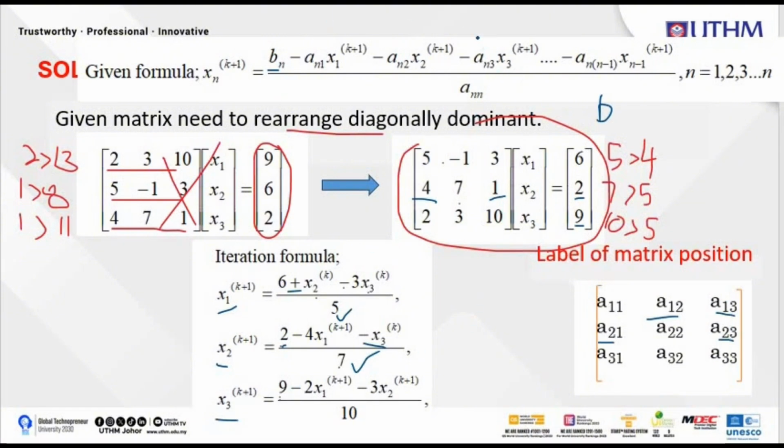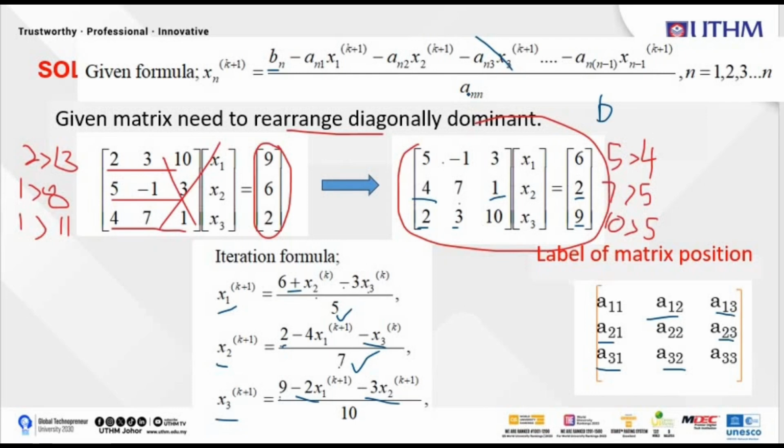So this is x3, so x3 we will neglect. We will refer to negative A and 1, which is A31. So where is the 31? This position refers to number 2. So that's why here we write negative 2x1. And then A and 2, which is A32. So where is the A32? This position is number 3. So that's why we write negative 3x2.